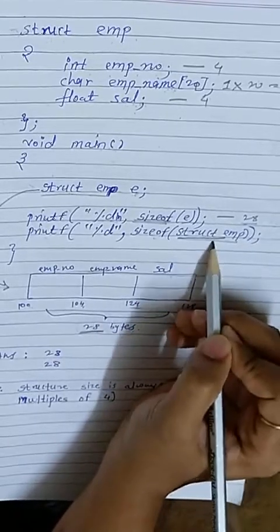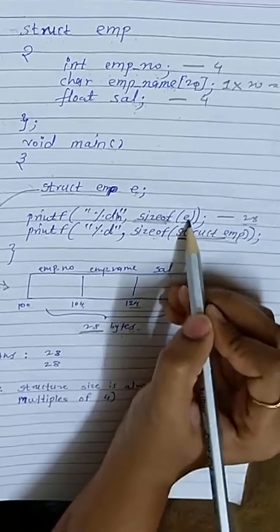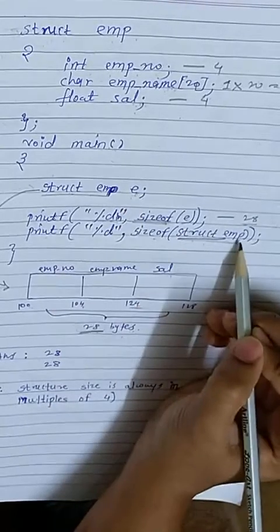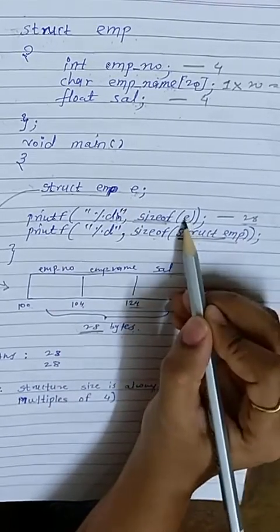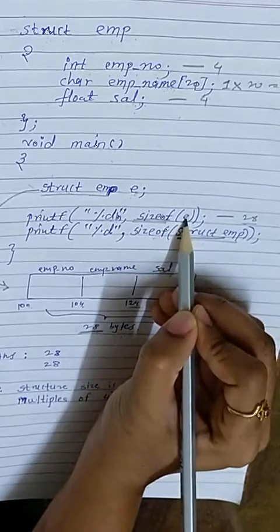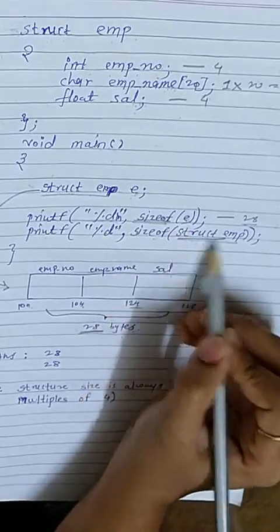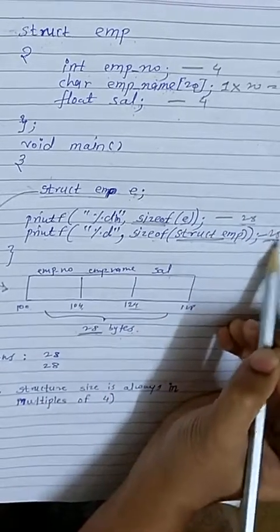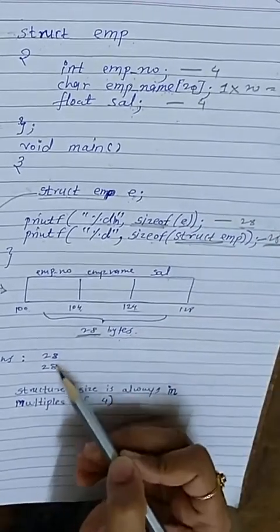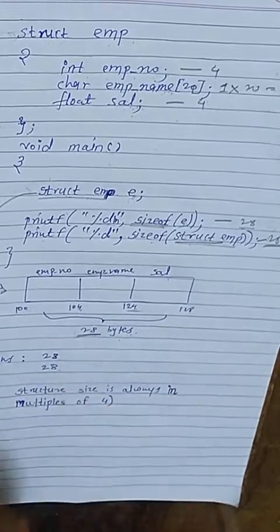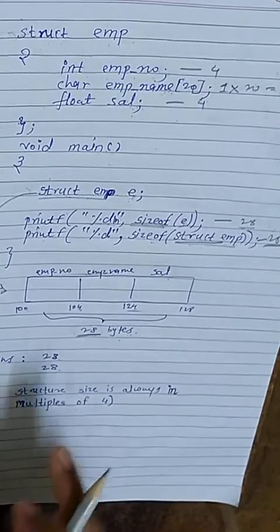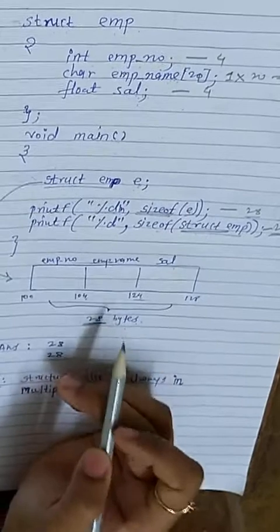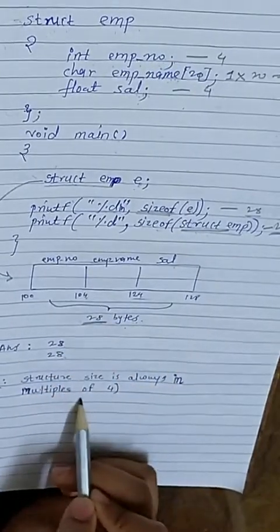See, you can print the size of a structure either by using a structure variable or a structure name. For the structure variable, you directly specify the structure variable name, and for the structure name it is struct emp, and it will also return 28 bytes. So the answer is 28 and 28. One thing you just have to remember, the structure always returns size in the form of multiples of 4.